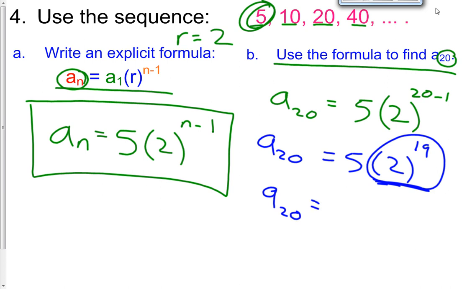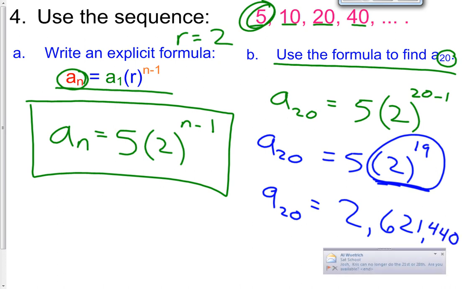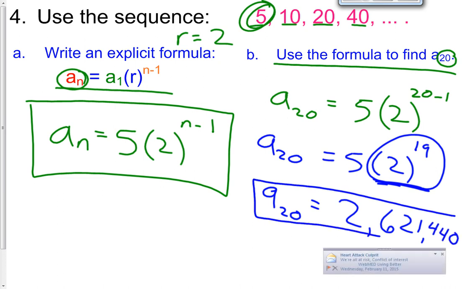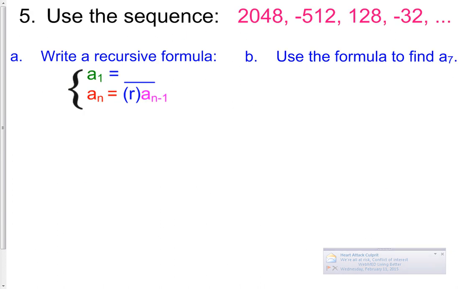When you do that, you should get 2,621,440. So there is the value of your 20th term. Okay, let's try the next one. This one is going to be using the recursive formula instead of the explicit formula.